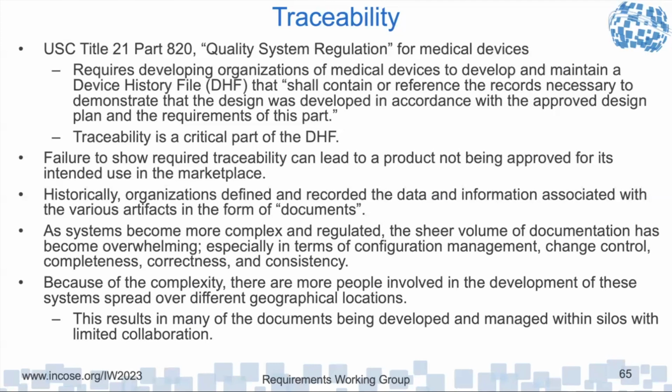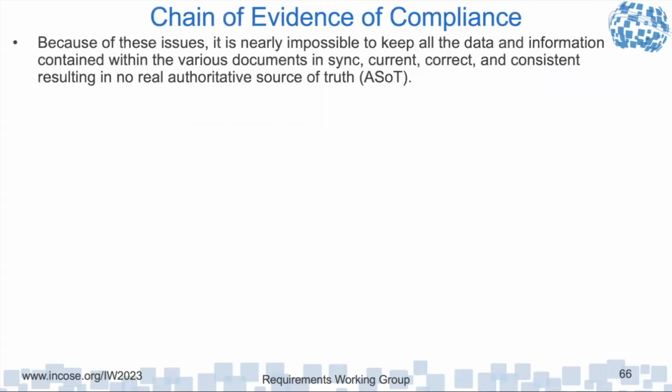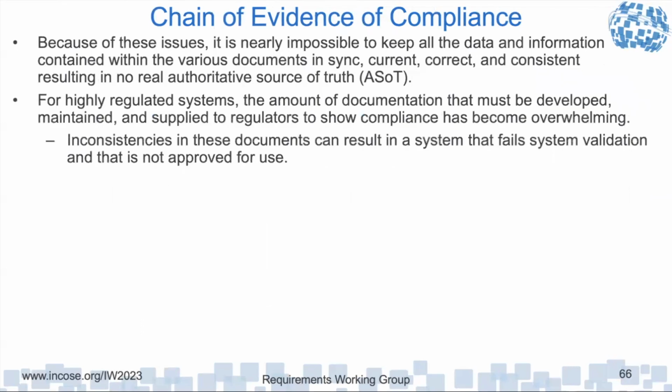As a result, you can see a lot of inconsistencies. So it's nearly impossible to keep all the data and information contained in various documents in sync, current, correct, and consistent, resulting in no real authoritative source of truth. So for highly regulated systems, the amount of documentation that must be developed, maintained, and supplied to regulators to show compliance has become overwhelming. The inconsistencies in these documents can result in the system failing system validation.